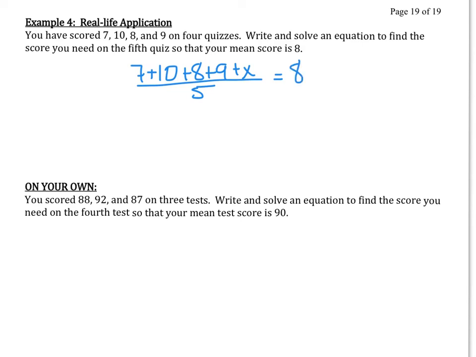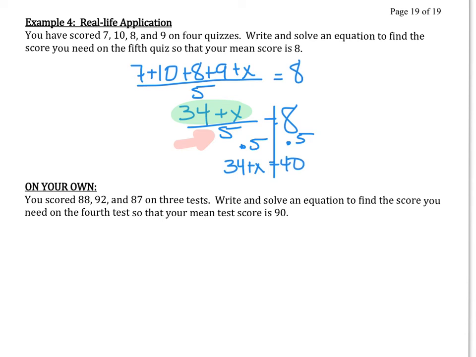Okay, from here I can see in the numerator I have some simplifying I can do. I can add up those first 4 quiz scores. So when I add up the 7, 10, 8, and 9, I end up with 34 plus x over 5 equals 8. Now remember that the numerator of a fraction is really like a special case of parentheses. So in order to be able to break into my variable, I need to undo the 5 first. So I'm going to multiply both sides by 5 to get 34 plus x equals 40, and then I can finish solving for x by subtracting the 34. So the last quiz score we need is 6.